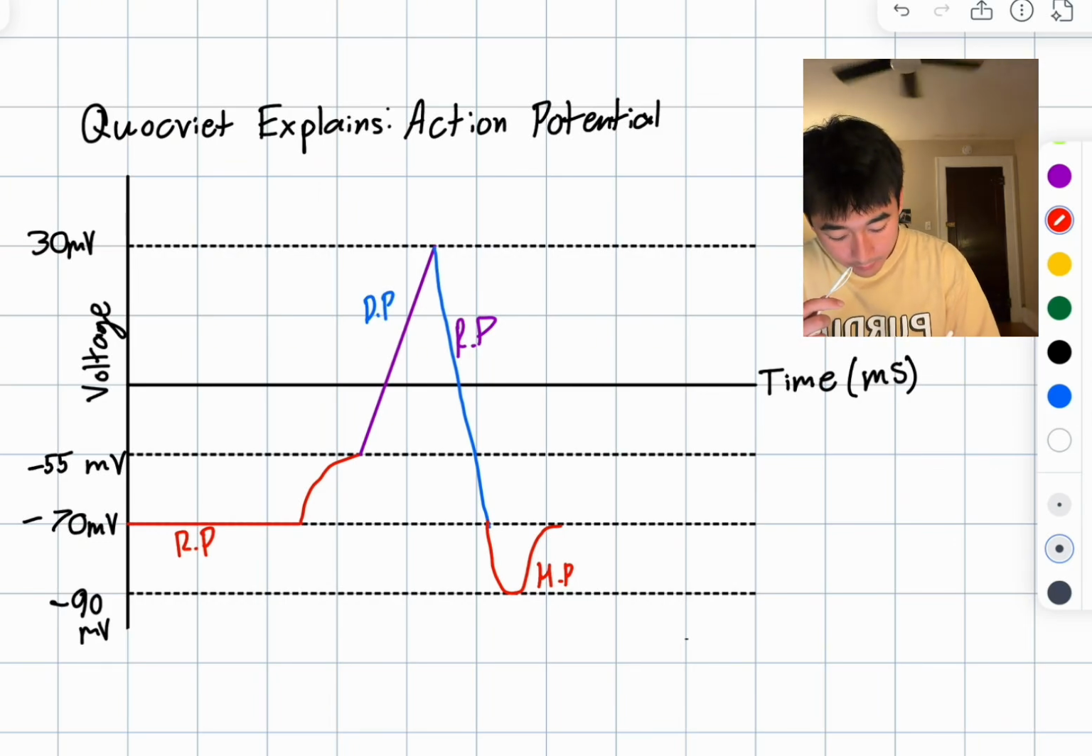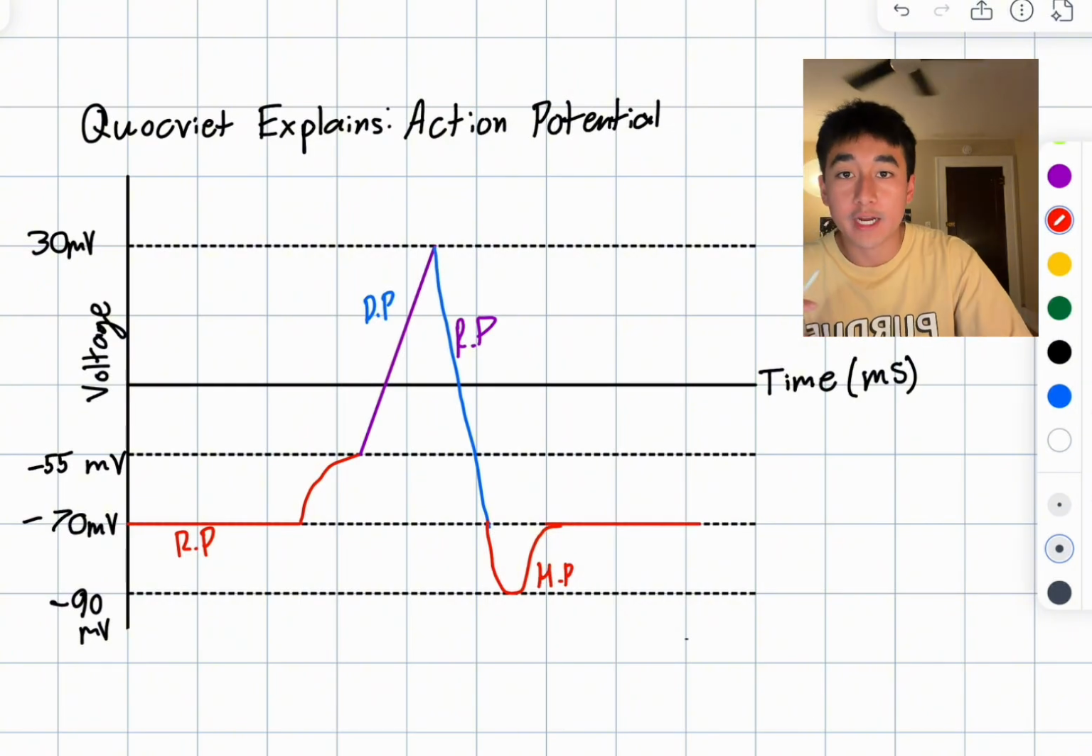So that time from negative 90 to negative 70 is what we call the refractory period. This is when the cell cannot transmit any more signals during that time.